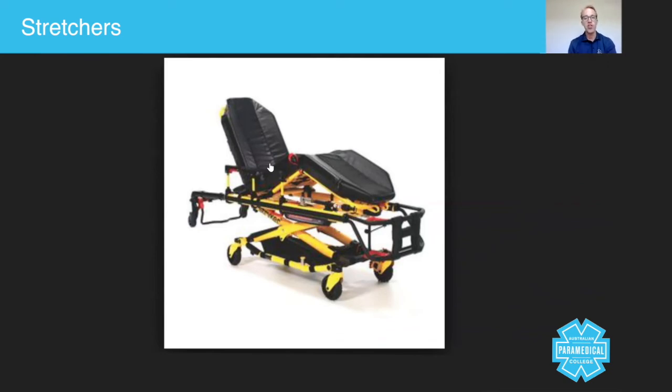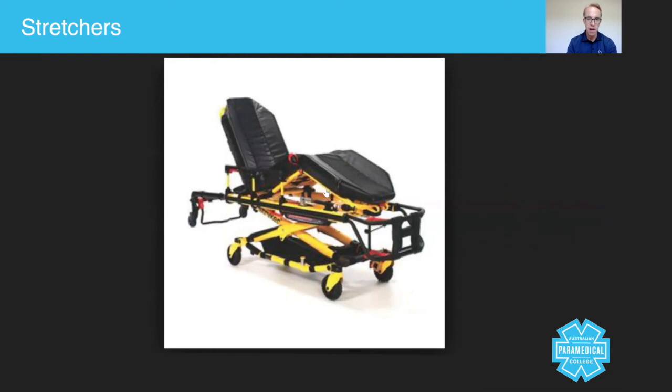When you're doing your checks in the morning, do make sure that all of these features work. Also, make sure you give the stretcher a thorough clean down as well, because you don't want to be transmitting bacteria from one patient to another. Make sure that the wheels are rotating okay, because sometimes the wheels themselves can become damaged. Make sure the brakes work. Make sure the functions raise and lower.